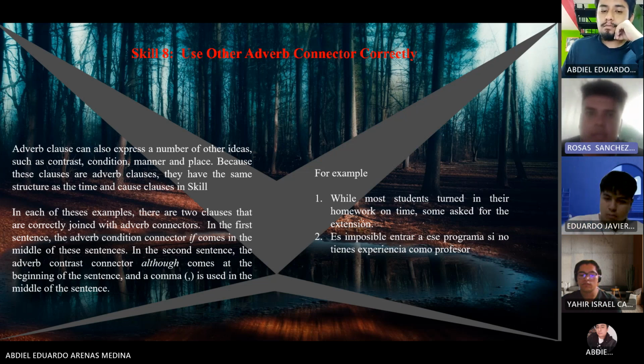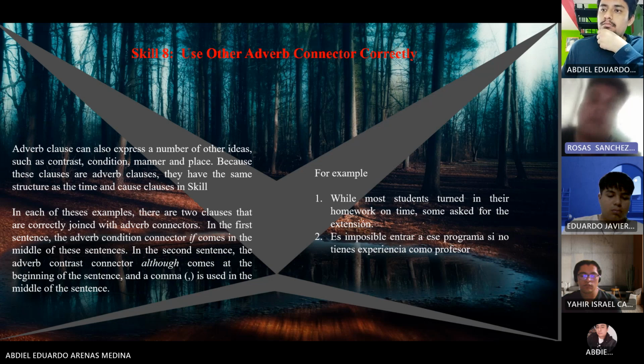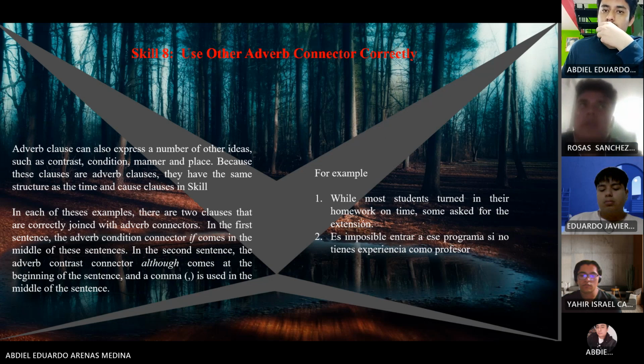In the first sentence, the adverb of condition connector if comes in the middle of the sentence. In the second sentence, the adverb of contrast connector comes at the beginning of the sentence. For example, one first: Most students turn in their homework on time, while some ask for an extension.